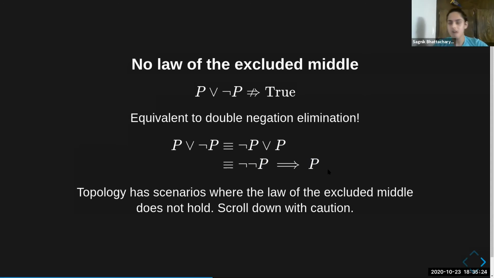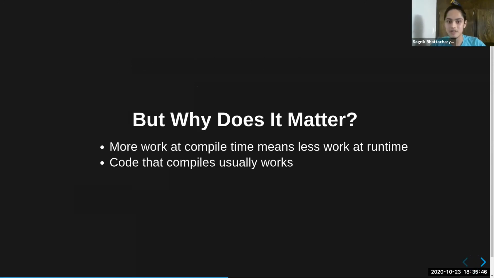And I have a couple examples where double negation elimination does not hold in topology, where the law of excluded middle doesn't hold, but that's the same thing as double negation elimination, right? But in the interest of time, I'm just going to skip over those. Okay, if we have time later on, we'll go over it.